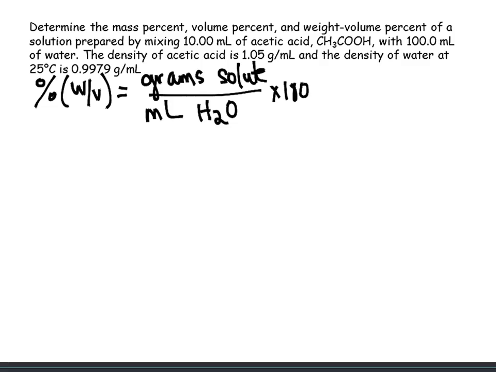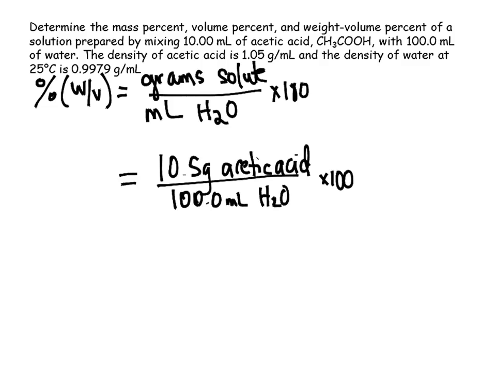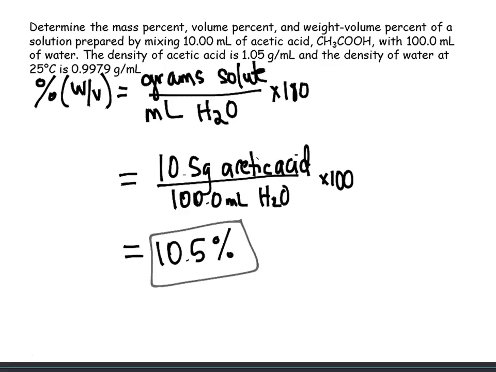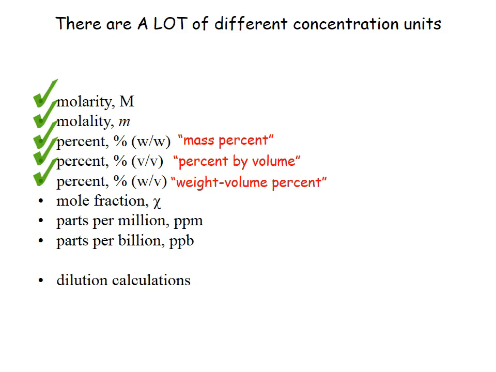Now we're going to move on and do a weight volume percent. The weight volume percent is mass of solute divided by volume of water in milliliters, times 100. So we calculated 10.5 grams of acetic acid in the very beginning when we did the mass percent. And we have 100 milliliters of water, times 100, is going to give us 10.5% with 3 sig figs. Okay, so we can cross off all 3 percents.